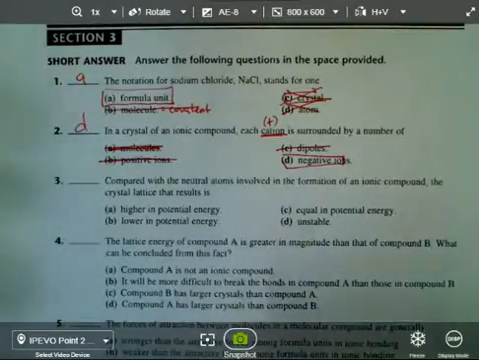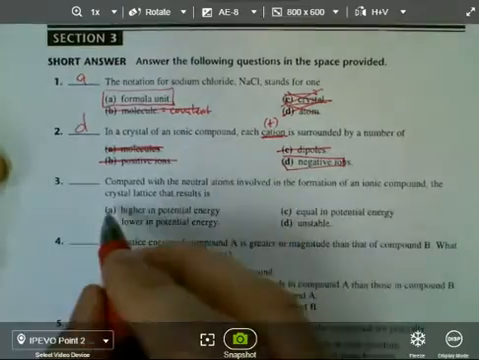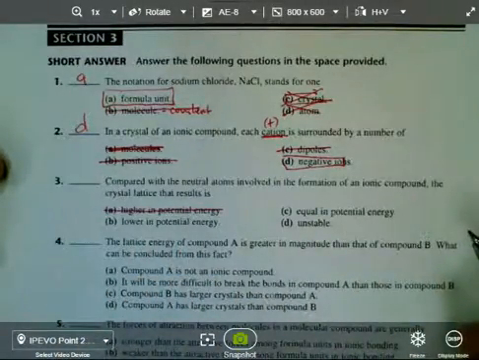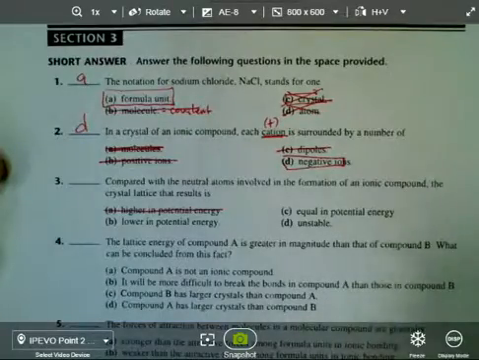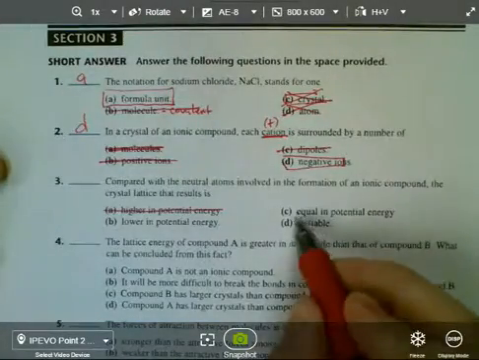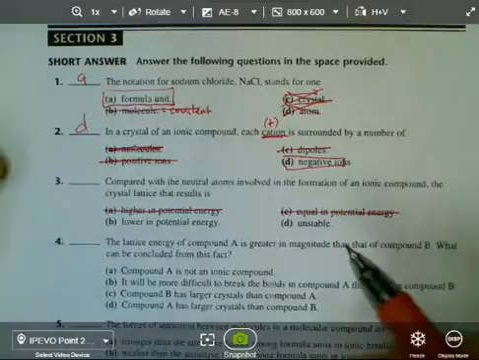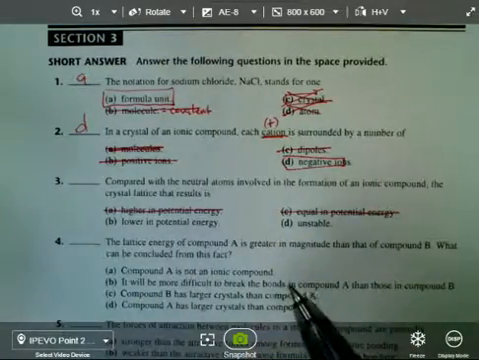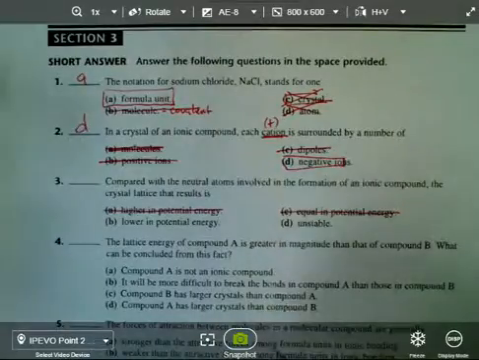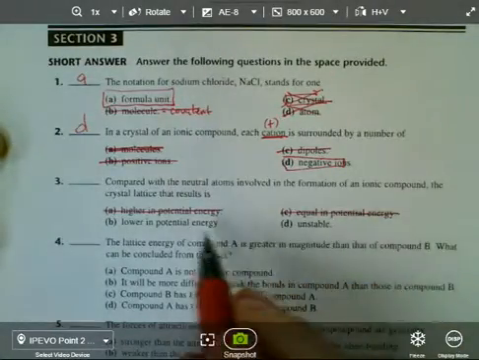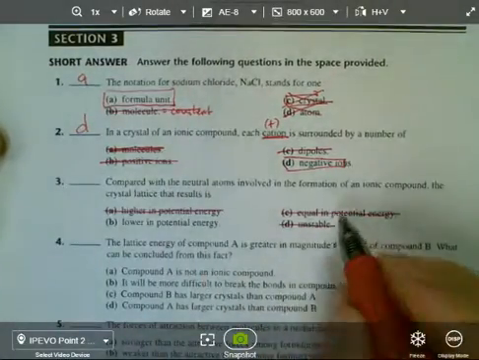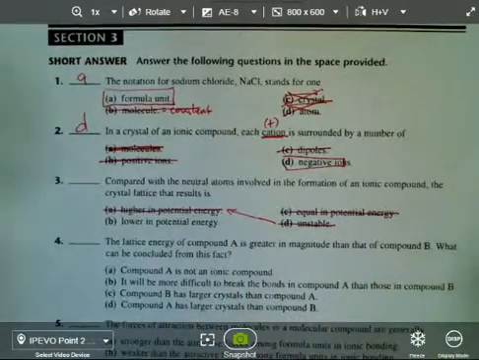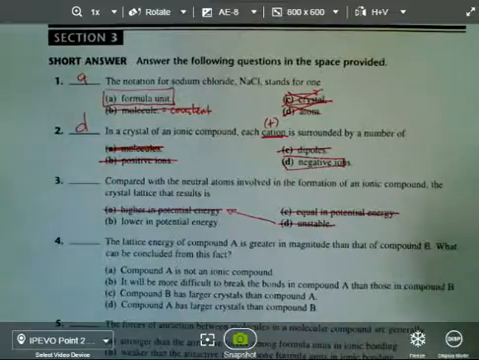And so the result is going to be higher in potential energy? No. Nature favors low energy. So nature wouldn't create a high potential energy situation. Equal in potential energy? Well, why would nature make this change happen if there was no increase in stability? And similarly, the result is unstable. That's the same thing as saying high potential energy. Again, nature doesn't favor unstable arrangements.